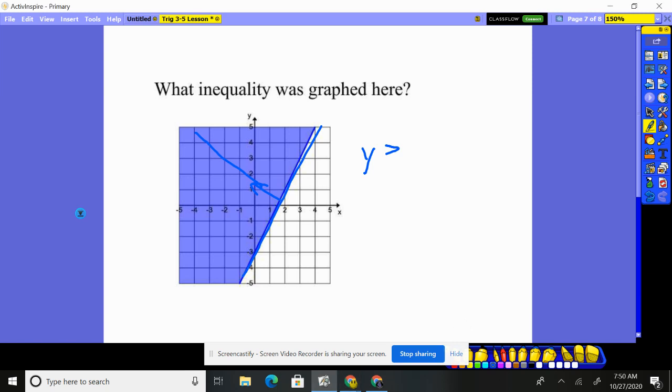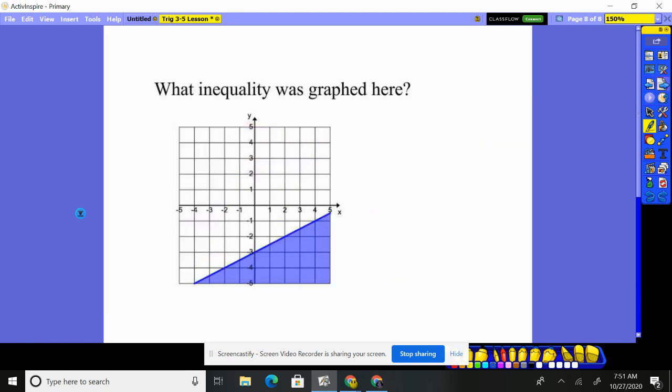Now, let's figure out the equation. Well, I see that right there is the y-intercept at -3. So I need my slope and then my y-intercept. In this case, the y-intercept is -3. We know it's y is greater than or equal to because it's a solid line. And now the slope, it seems to go up 2 over 1, up 2 over 1, up 2 over 1. So there's what I have graphed: y is greater than or equal to 2x minus 3.